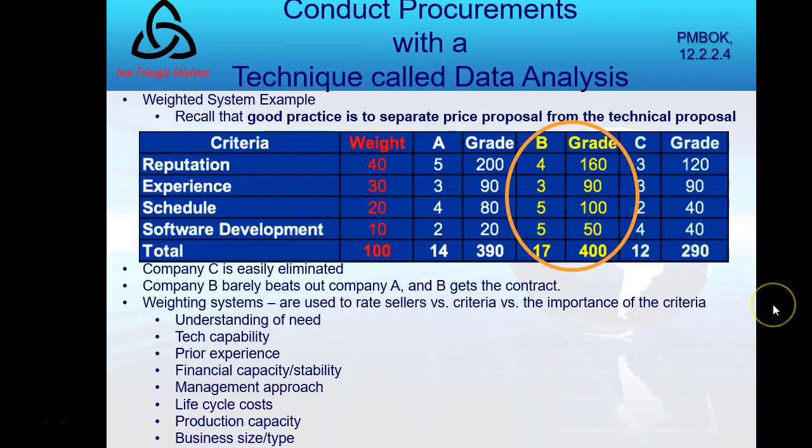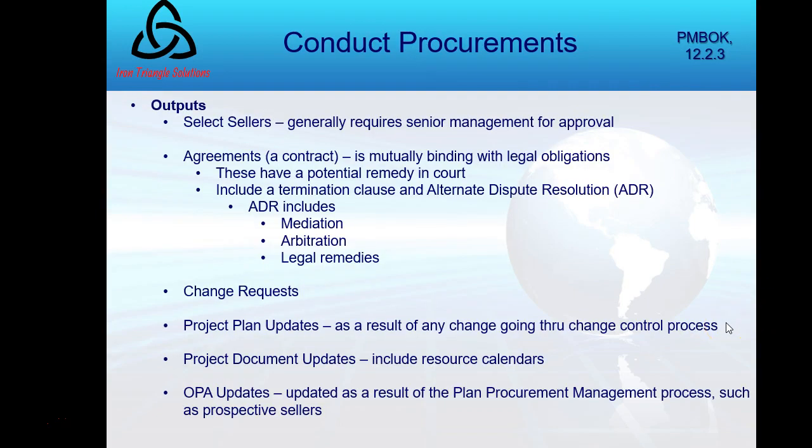In the end, after the pitch, based on the points, if they're all equal, A and B, I'll pick B because they won by the narrowest of margins. So my outputs here are a selected seller, which is the point of the process called Conduct Procurements. I want a seller selected and then a signed contract, which is the second output.